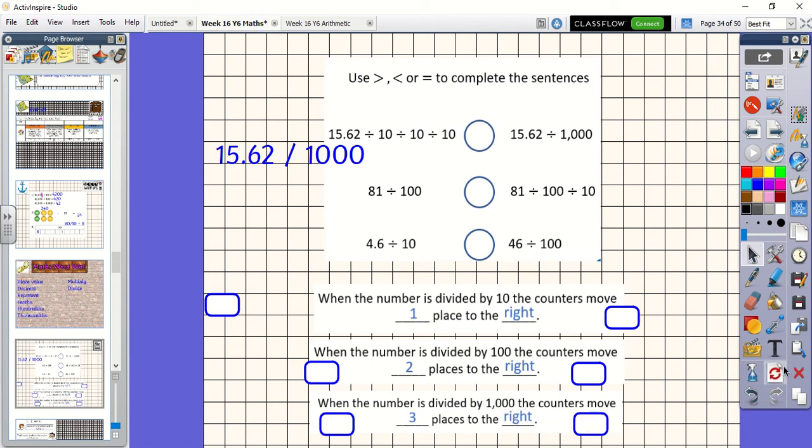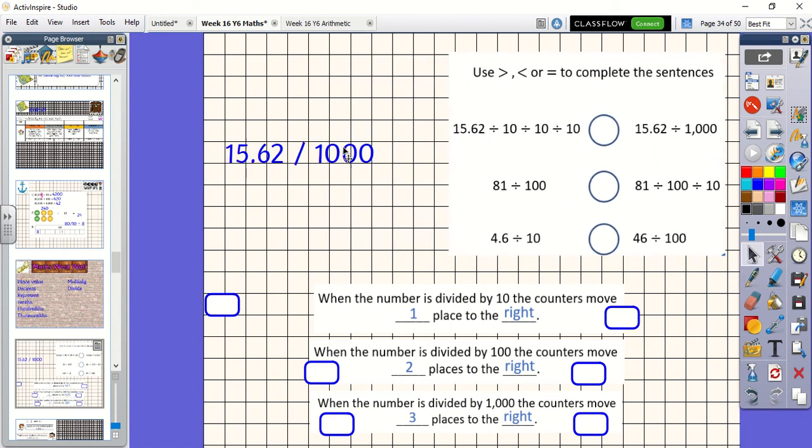again to the right. So if I get this number here, let me just make sure I've got some space. Just going to move that across and move that across there. Okay then, so if we go back to this question, 15.62 divided by 1,000, if we start off with our 2 in our hundredths column, we are going to move that 2 3 places to the right, okay? So to the right, obviously it's going to go smaller, isn't it? So this 2 is going to go 1, 2, 3. So that 2 is going to come there.